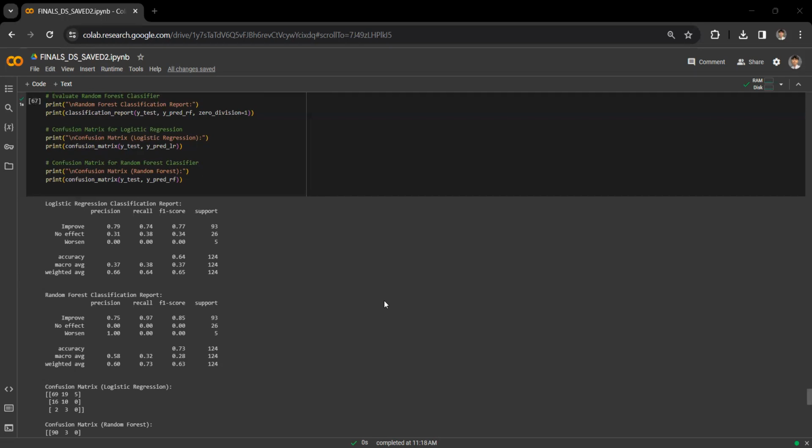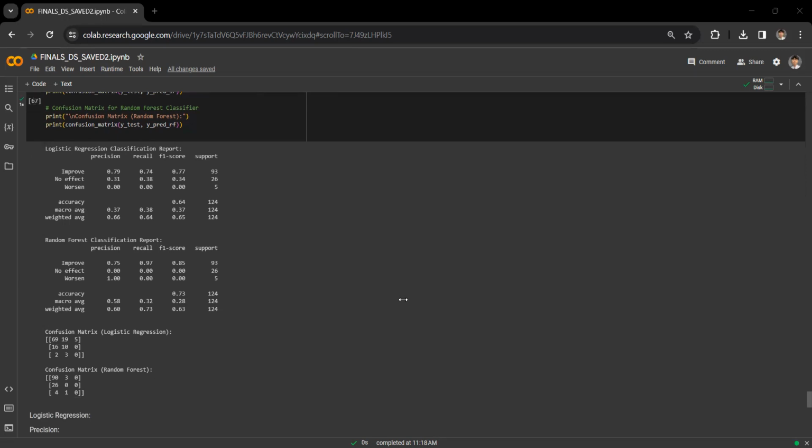For our random forest classification report, moving on, which excels at handling complex relationships within the data. The precision for predicting improve was 75%, and recall was a high 97%, resulting in a solid F1 score of 85%. However, the model faced challenges in predicting no effect and worsen, both resulting in precision and recall of 0%. The accuracy for the random forest model was slightly higher at 73%, driven by its success in predicting improve.